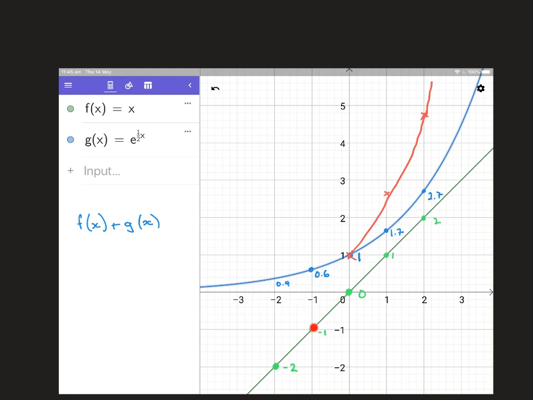So if we continued our addition of ordinates out this way, let's look at x is equal to minus 1. And so we have minus 1 for the y value plus 0.6 gives you minus 0.4. So we'll put a cross at minus 0.4 there. Then we'll go across and we'll do minus 2. So when x is equal to minus 2, we've got y is minus 2 here, y is 0.4. So add those together and you get minus 1.6. And so we put a cross here and we will continue our graph down that way.